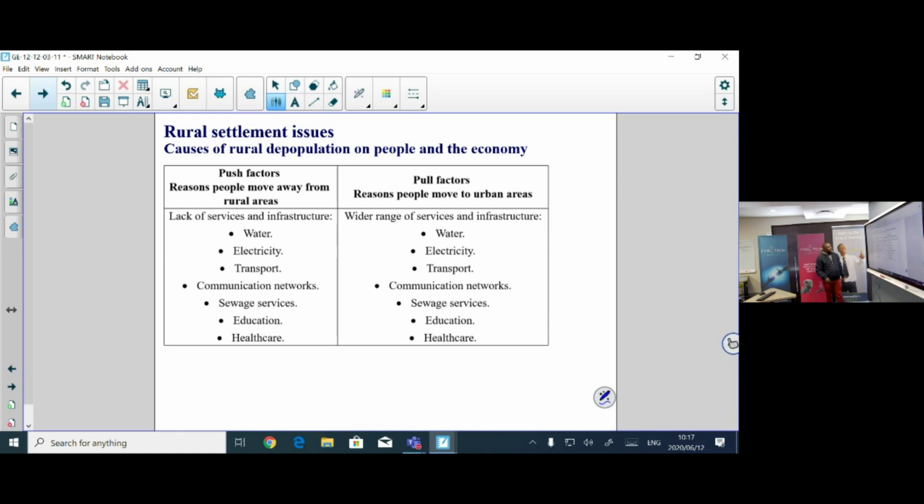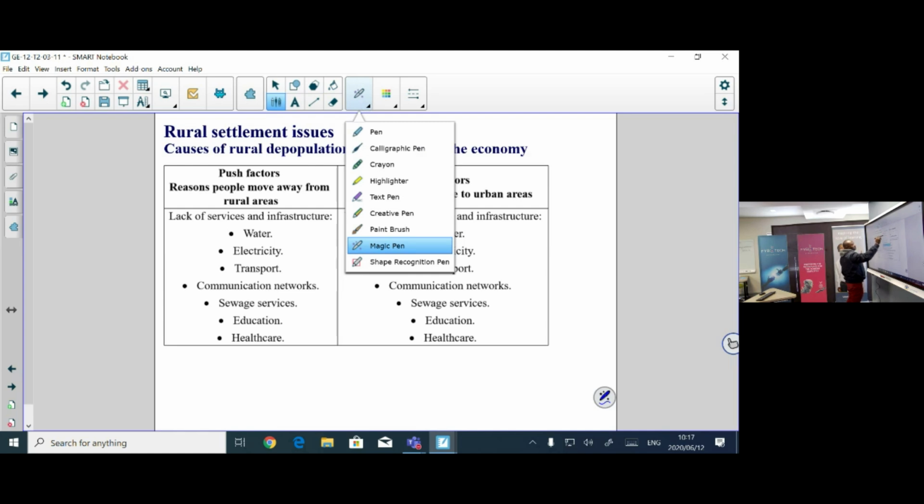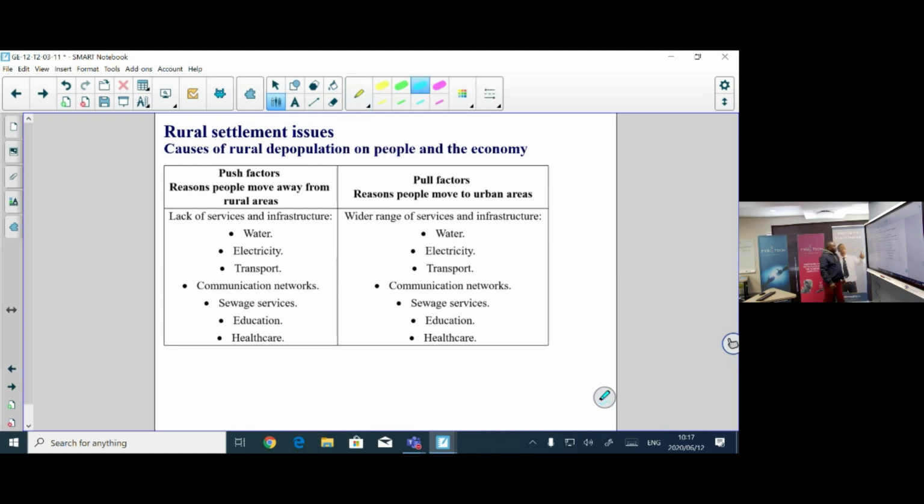Right, push factors, reasons people move away. So lack of services and infrastructure in the rural areas, like water. You find that water is very inadequate in the rural areas because usually there is no piped water. There is no running water there. People are depending on wells, boreholes, the water from the rivers and so forth.